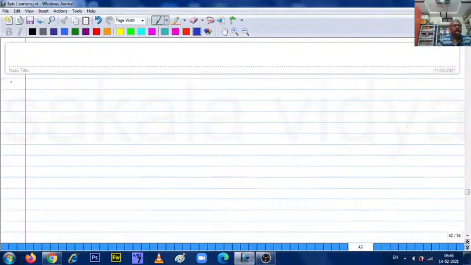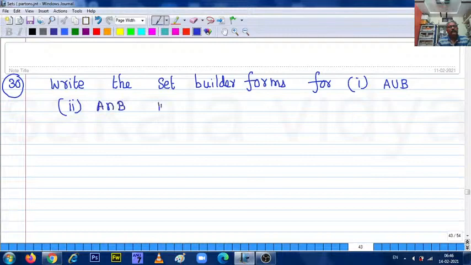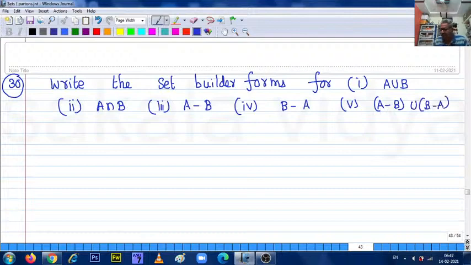Okay, now the 30th question. Write the set builder forms for first A union B, second A intersection B, third A minus B, fourth B minus A, fifth A minus B union B minus A. So you are asked to write the set builder forms also.